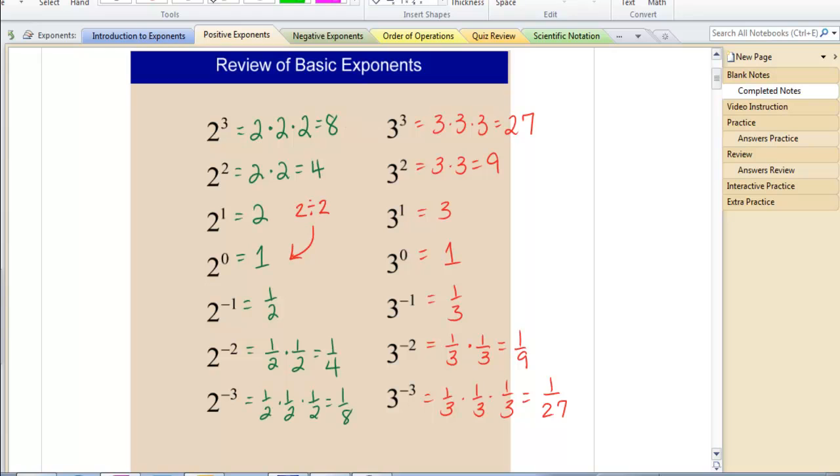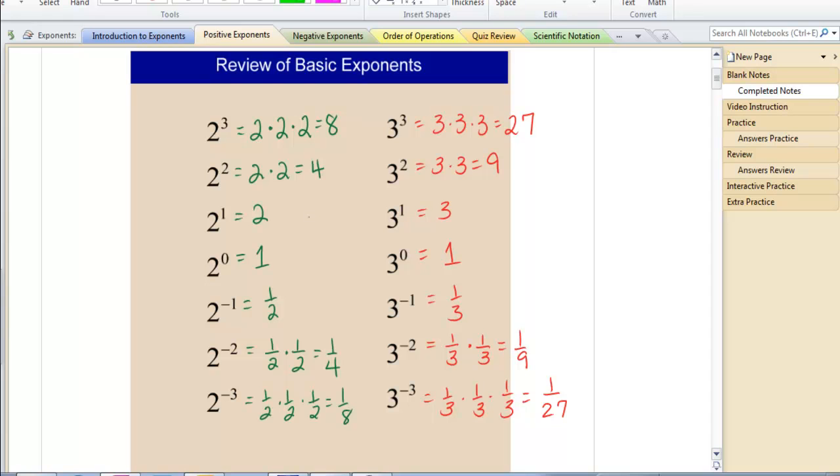3 to the first power, same thing. We have to divide by 3 to decrease our exponent by 1. Therefore, we end up with 1 as the answer to 3 to the 0 power. So that's why anything to the 0 power equals 1.